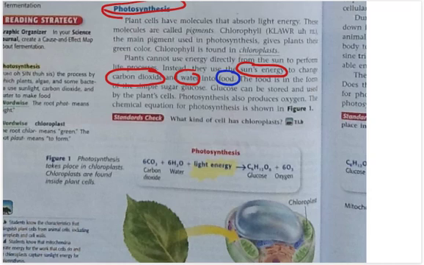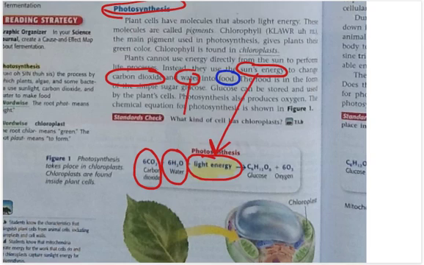Glucose can be stored and used by the plant cells. Photosynthesis also produces oxygen. It's just kind of a waste product of the chemical equation. So here's the chemical equation here at the bottom. So I've got carbon dioxide and water and the sun, light energy. So that comes right from here.